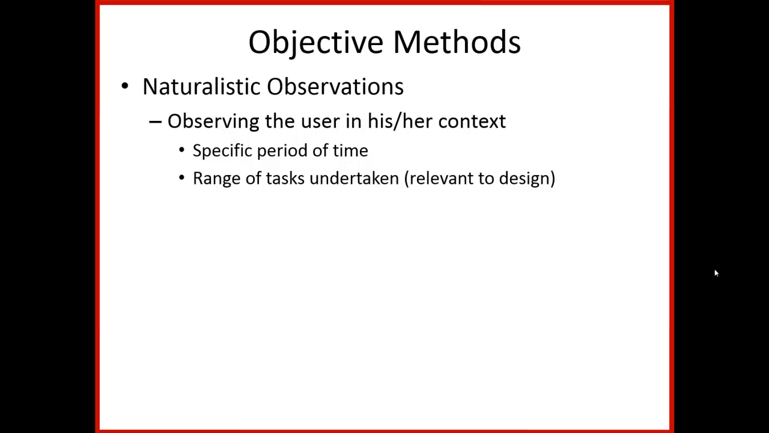You do want to have the range of tasks undertaken during that period of time that would be relevant to your design. So if your meeting tool is both for collaboration in real time as well as to support better tracking of emails of long projects and to do a better job in setting deadlines for projects, then you'd want to look at and do observations that are associated with all of those tasks, not just one of them.